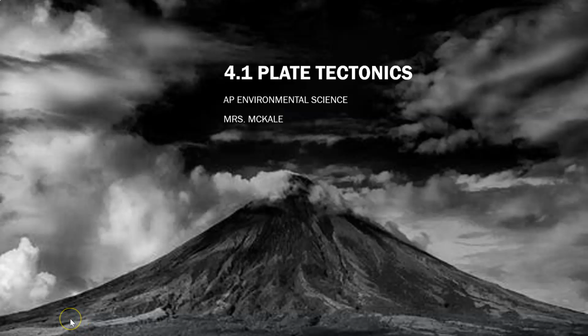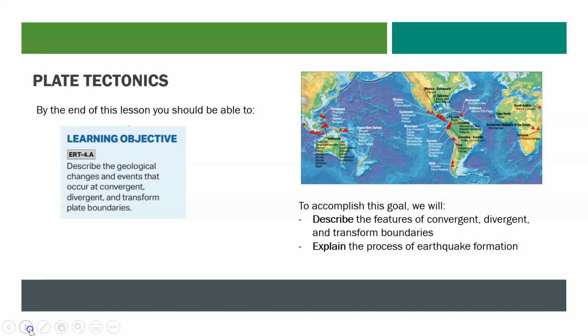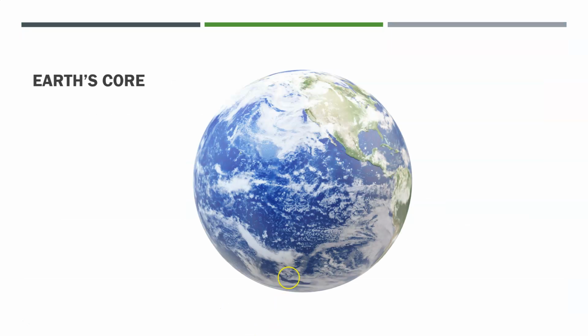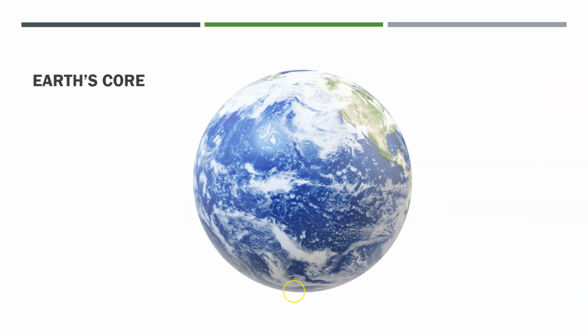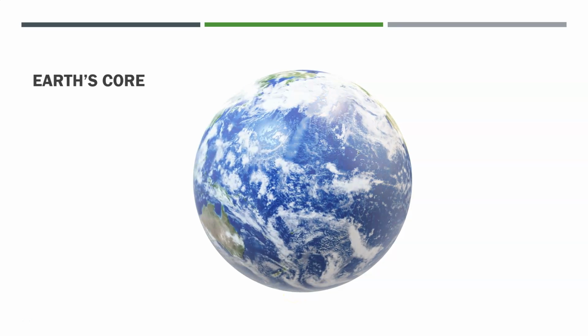All right, this is 4.1 Plate Tectonics. By the end of this lesson, you should be able to describe the geological changes and events that occur at convergent, divergent, and transform plate boundaries. I know that sounds an awful lot like a teen trilogy. To accomplish this goal, we will describe the features of convergent, divergent, and transform boundaries and explain the process of earthquake formation. But first, let's take a quick look inside Earth's core.